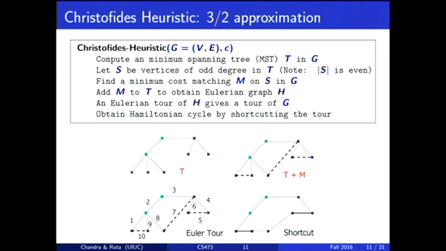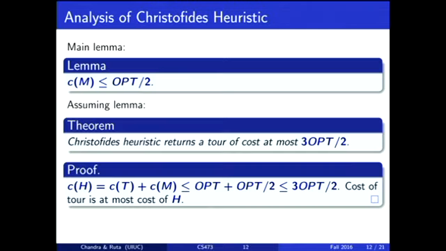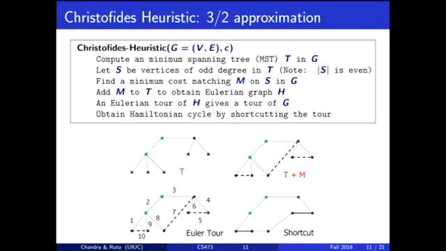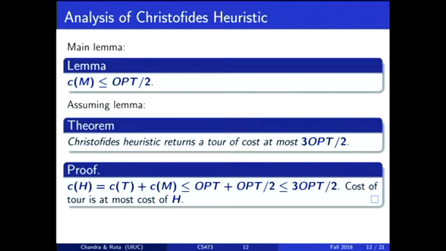Okay. And it turns out that it is better, and you will actually get a 3/2 approximation if you do it that way. Okay. And let's try to prove that. Okay. How does it work? I want to prove that the cost of the minimum cost matching on S is no more than optimum over 2.